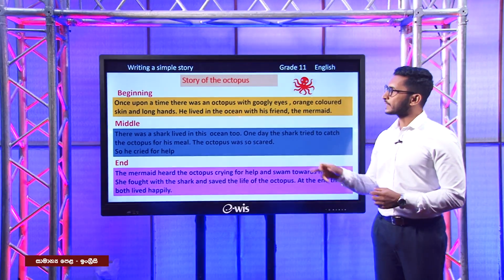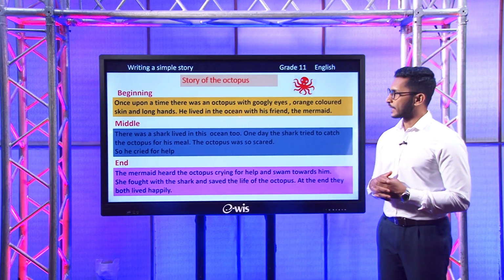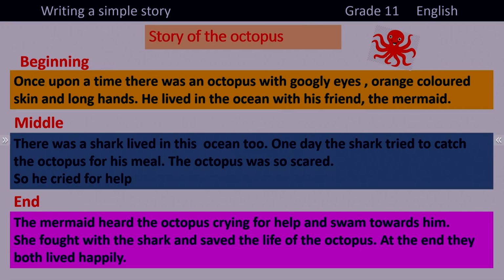Now this is the complete story of the octopus. We have the beginning, middle and the end. Shall we read it? Once upon a time, there was an octopus with googly eyes, orange-colored skin and long hands. He lived in the ocean with his friend the mermaid. There was a shark lived in this ocean too. One day, the shark tried to catch the octopus for his meal. The octopus was so scared, so he cried for help. The mermaid heard the octopus crying for help and swam towards him. She fought with the shark and saved the life of the octopus. At the end, they both lived happily.